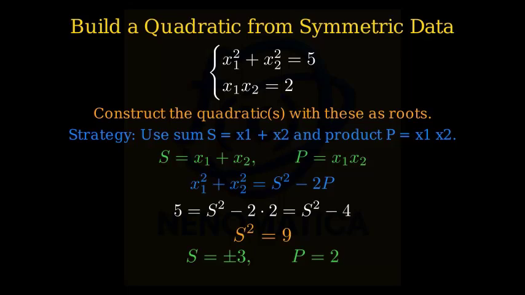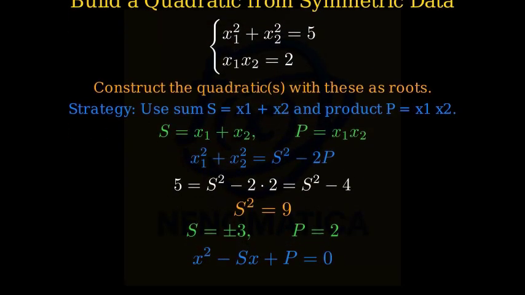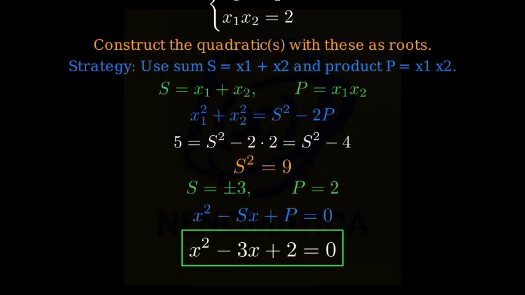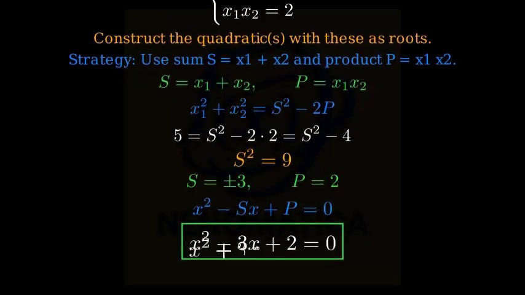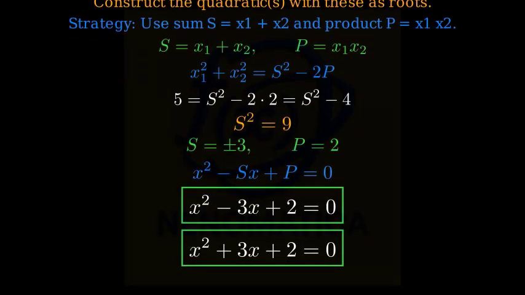To build the quadratic with a given sum and product of roots, we use the standard form x squared minus sx plus p equals 0. First case, s equals 3, and p equals 2 gives x squared minus 3x plus 2 equals 0. Second case, s equals negative 3, and p equals 2 gives x squared plus 3x plus 2 equals 0.